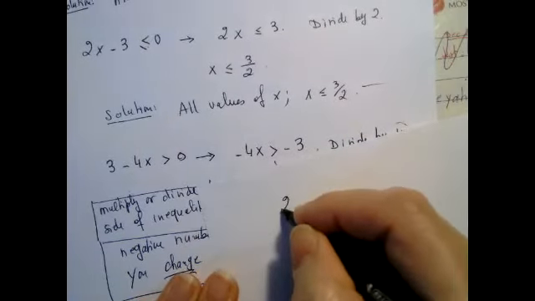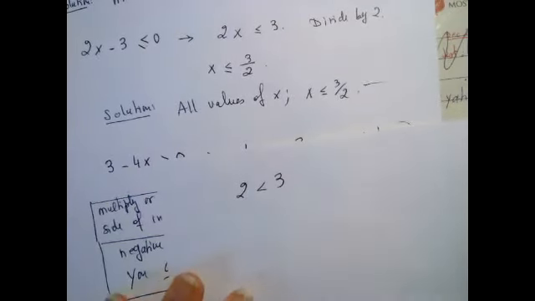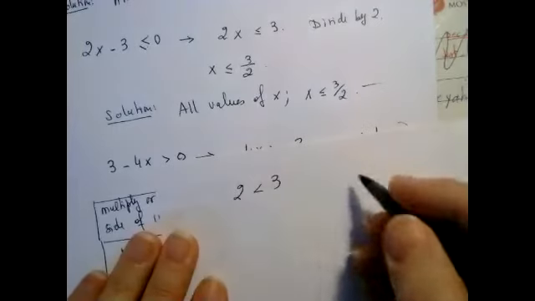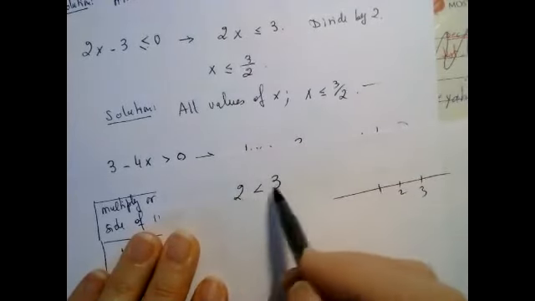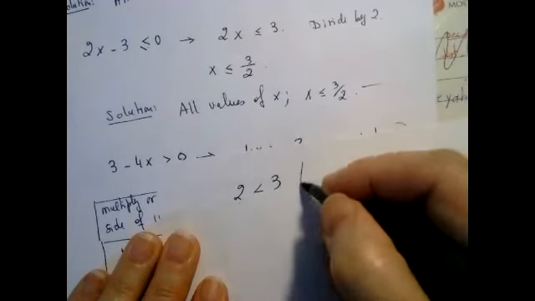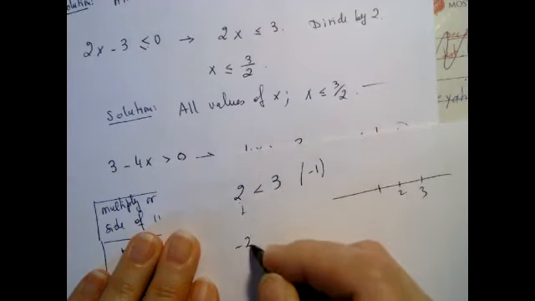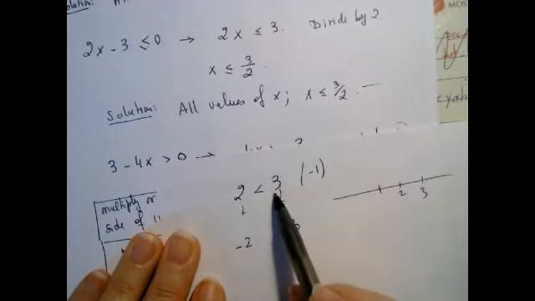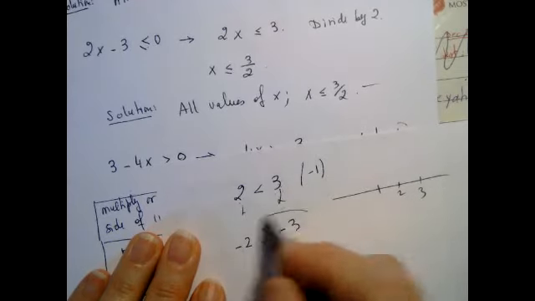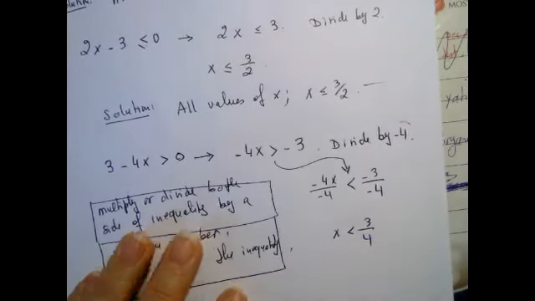Suppose I tell you 2 is less than 3. Big deal. Okay, on the number line, this is 2 and this is 3. If I multiply both sides by -1, for example, this will become -2 and this will become -3. -2 is definitely not less than -3. -2 is absolutely bigger than -3. So whenever we multiply or divide by a negative, we have to be careful.